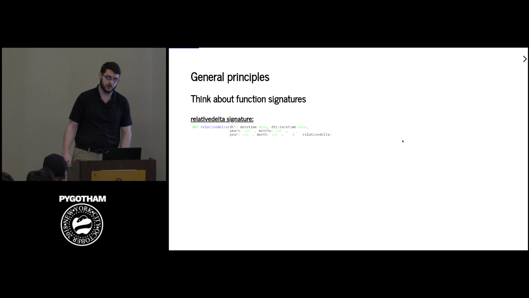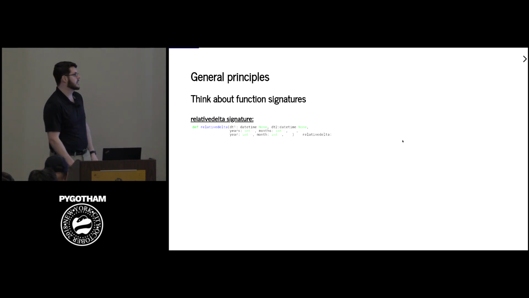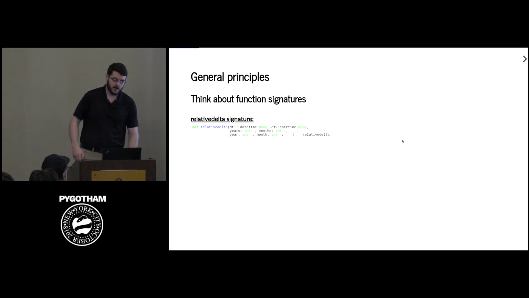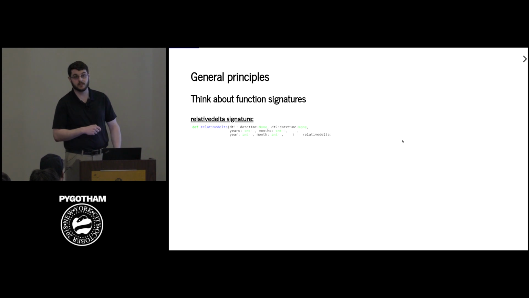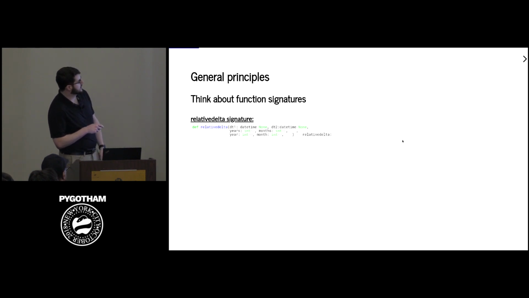Which leads us to the next principle, which is you should think about function signatures. Here's a real-life example from dateutil. I don't want to pick on someone else's library. This is relativedelta. This is the constructor. And you can see it has these two parameters, dt1 and dt2. And then it also has years and months and year and month.